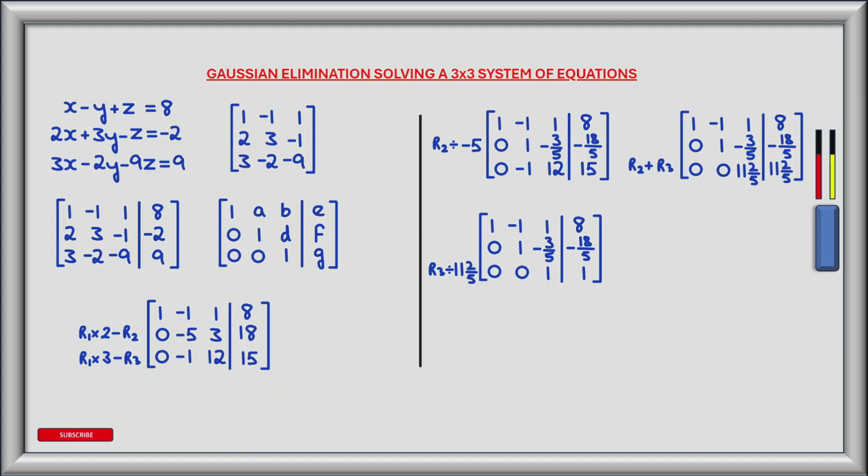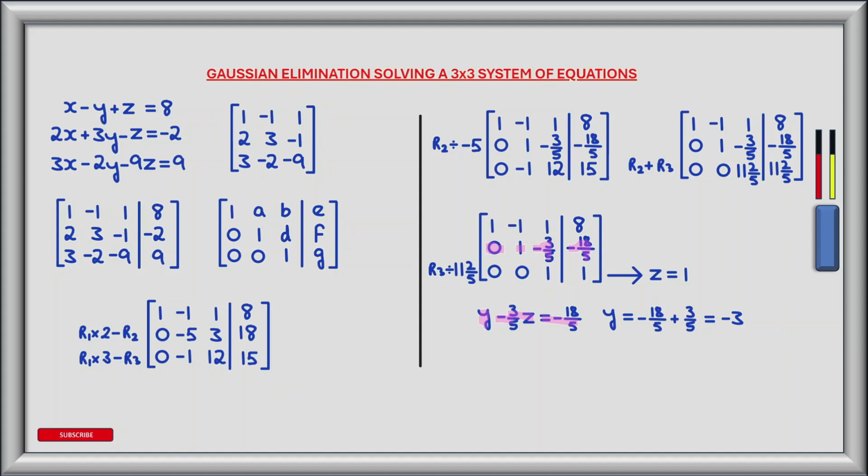And if we look at row 3, this gives us our value for z. So in our case, z is equal to 1. We can now use back substitution to discover the values of x and y. So looking at row 2, we have 0x, we have 1y, we have minus 3/5 z is equal to minus 18 over 5. So we have y minus 3/5 z is equal to minus 18 over 5.